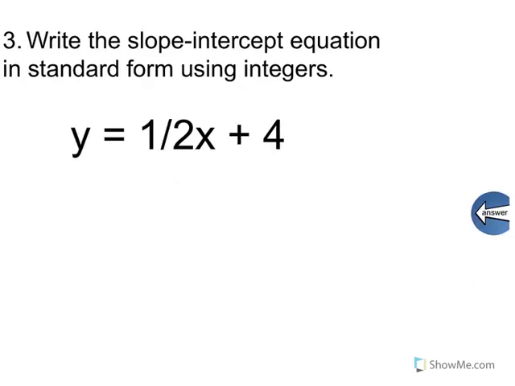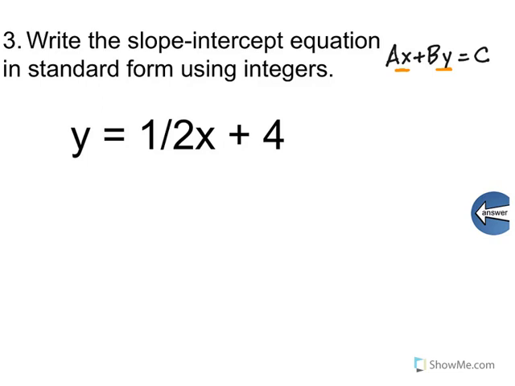That's not always going to be the case though. So here we have an equation in slope-intercept form, and we're going to have to convert it into standard form. So recall standard form is ax plus by equals c. The x and the y are by themselves, on the same side, and that constant's by itself.